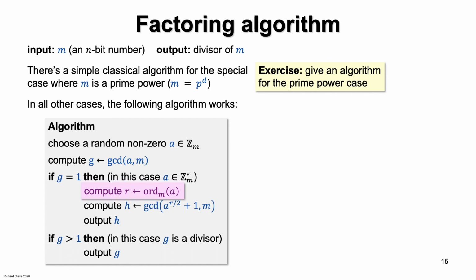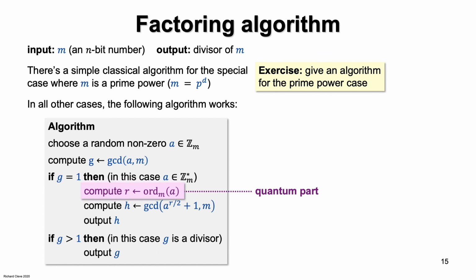If so, then it computes r, the order of a mod m. This is the quantum part of the algorithm. Then it computes the GCD of a to the r over 2 plus 1 and m. This part makes sense if r is even and can be computed by the repeated squaring trick and Euclid's algorithm. With probability at least a half, this succeeds in finding a factor of m.